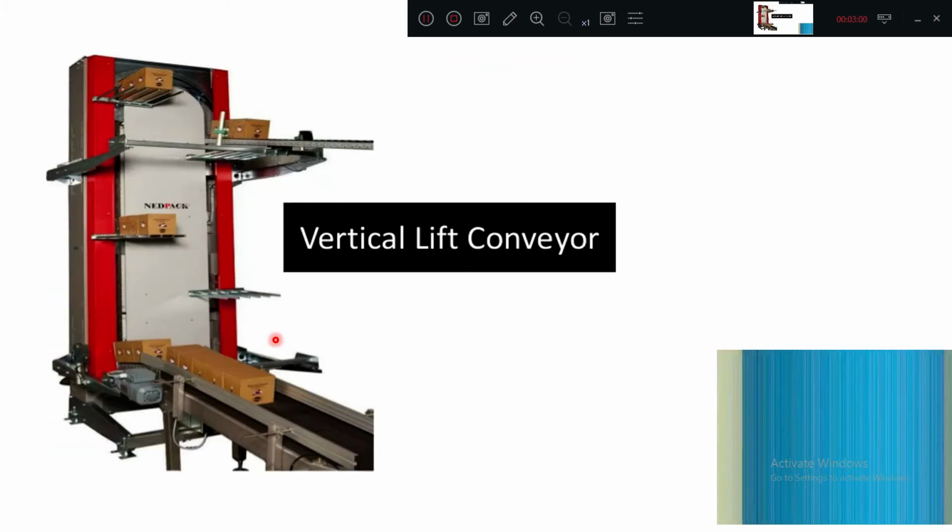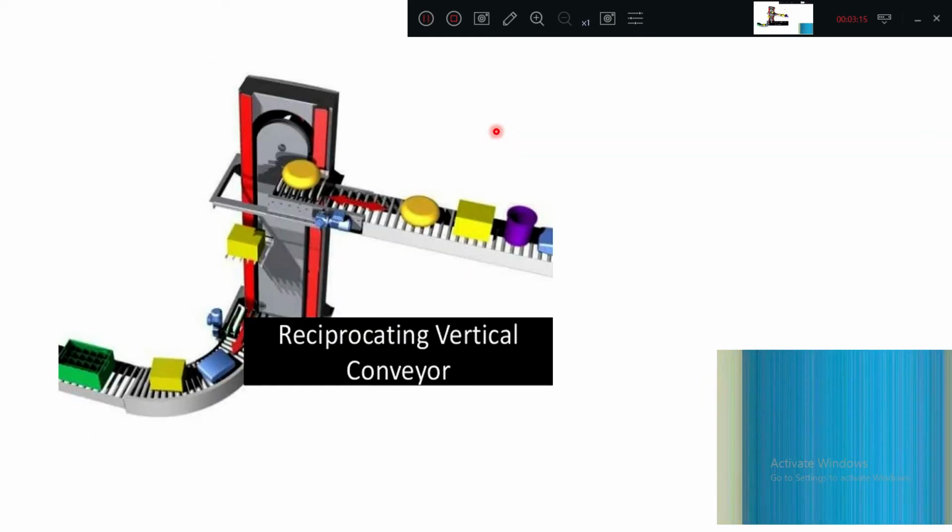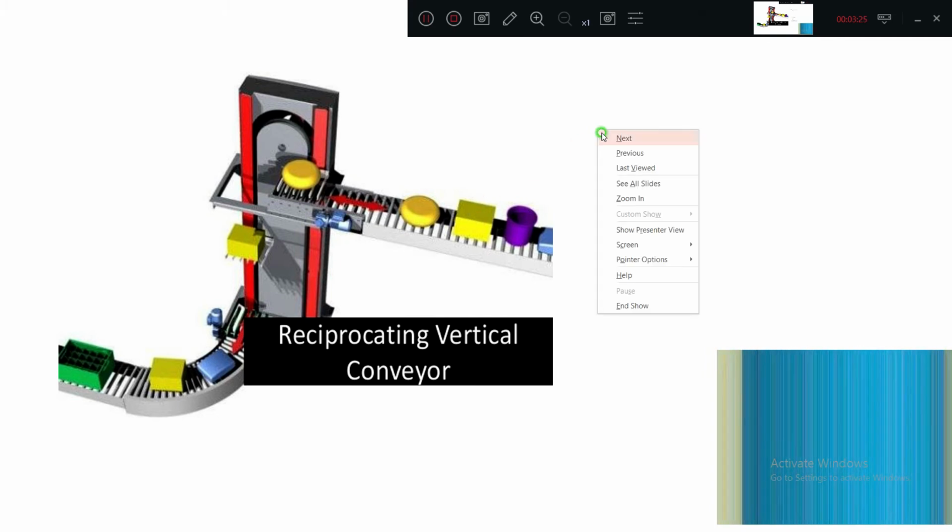See another example, a vertical lift conveyor. Can you see this one? Okay, the system is going like this. The material will come from this end, it is getting lowered, and it is going to be placed here. So this is one example of a vertical lift conveyor. Here also, reciprocating vertical conveyor means what? It's going up and down. That is why we call it a reciprocating vertical conveyor.